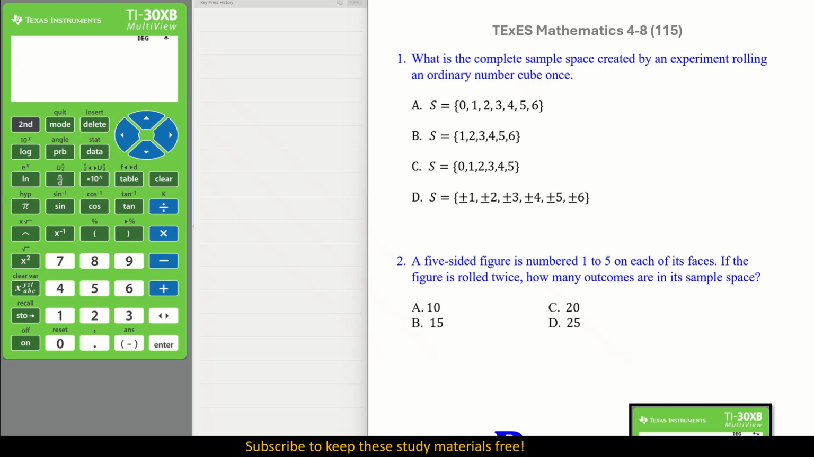Number 1, what is the complete sample space created by an experiment rolling an ordinary number cube? Well, they just mean dice, okay? What they mean by number cube is, we have 6 faces, and each of those 6 faces would be numbered from 1 to 6. Because of the word ordinary, they could also say standard, you would not have a 0, and we would not have positive negative. So obviously it would be B.